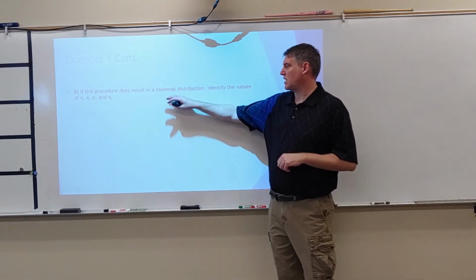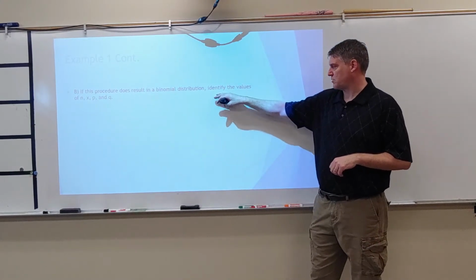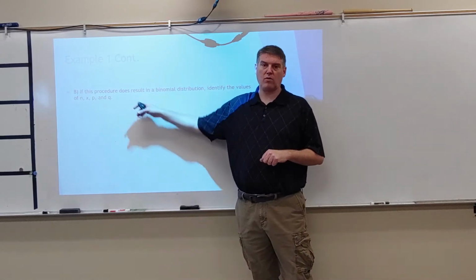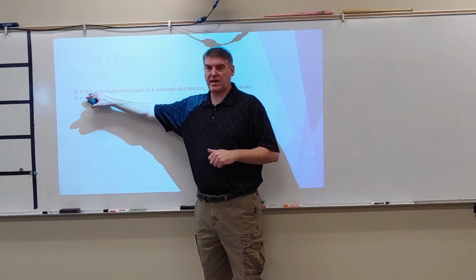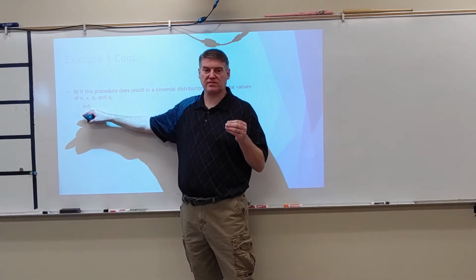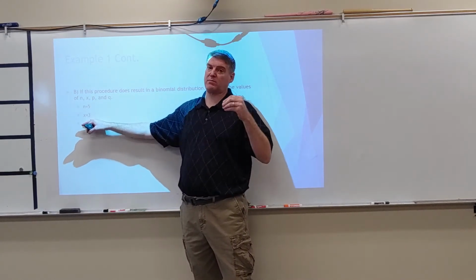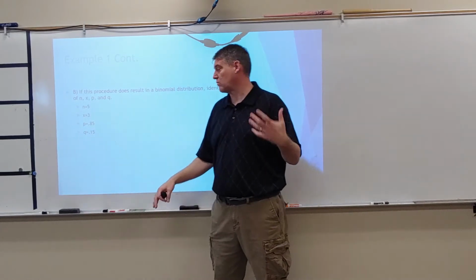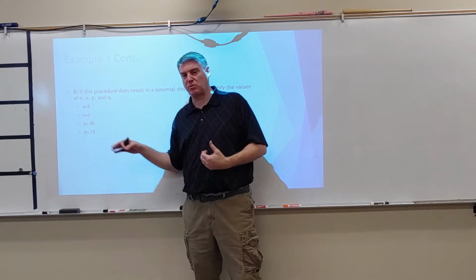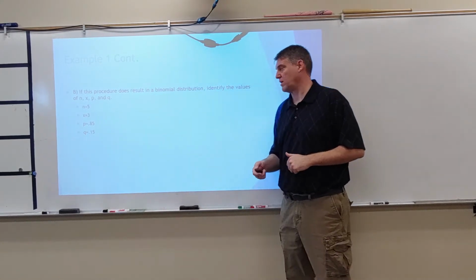Okay, so example 1 continued. If the procedure does result in a binomial distribution, identify the values. Well, what's N? How many trials are we going to have? 5. How many X's are we looking for? How many successes? 3. What's the probability of the success? 0.85. What's the probability of a failure? Well, that's 1 minus 0.85, or 0.15.